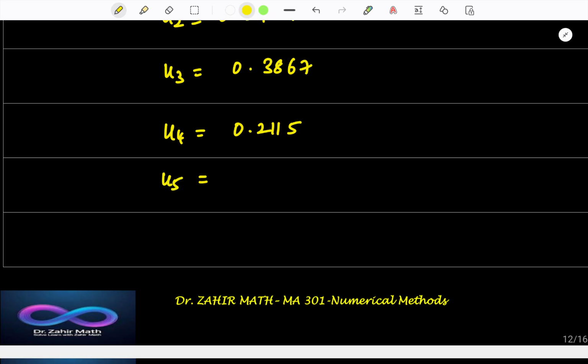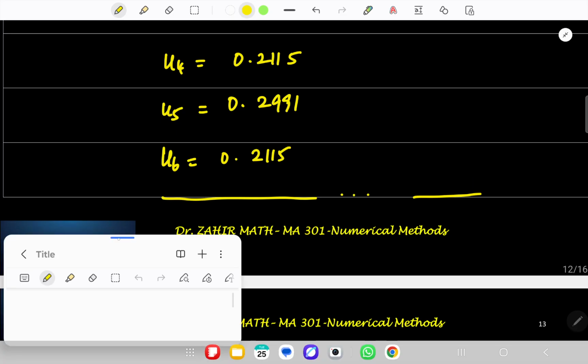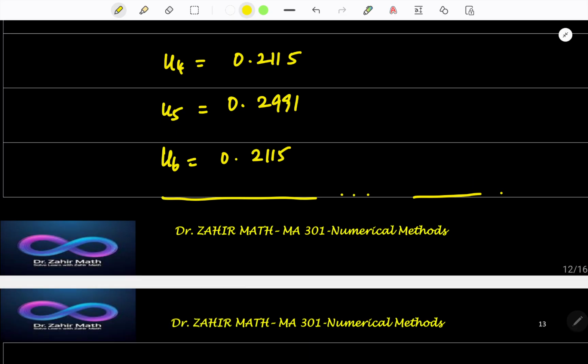And u5 is equal to 0.2991 and u6 is equal to 0.2115. Okay, everybody, clear, all of you? So this finishes your Crank-Nicolson method. Alhamdulillah, we finished the Crank-Nicolson method clearly.